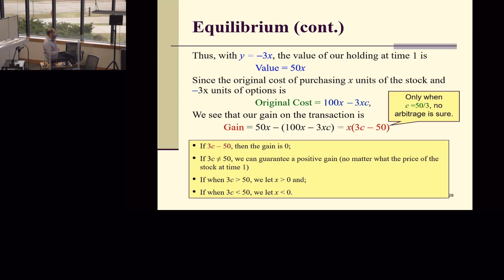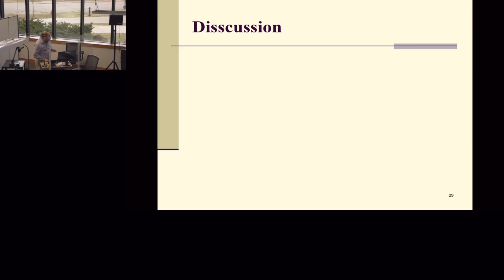So if 3c is greater than 50, this part is going to be positive. If I'm choosing x to be positive, then positive times positive, I have a positive profit. If 3c is less than 50, so this part will be negative, then I'm choosing a negative x at that time, and I will have what? Negative times negative will still be a positive profit. So that's the maneuver I have.